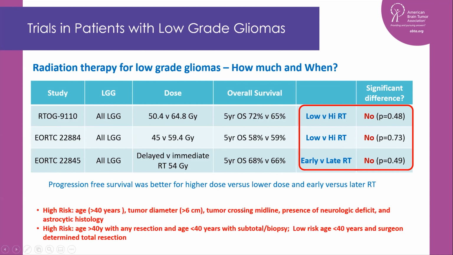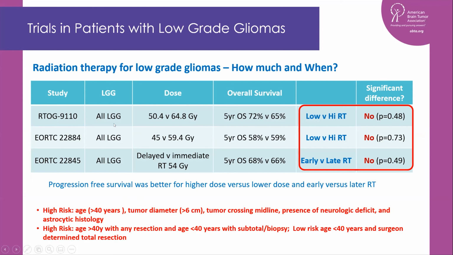One of the most important things that we found from all this was we discovered that there was a high risk and a low risk category. The high risk people were people who are older than 40 years of age, whose tumors were larger, whose tumors crossed the midline, who had weakness or numbness or something else going on, or whose tumors were astrocytic in nature. This was from one of these studies.